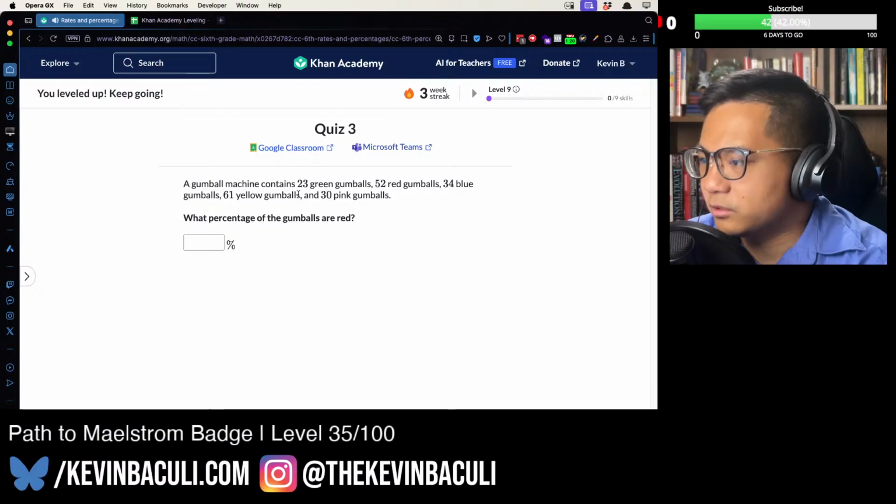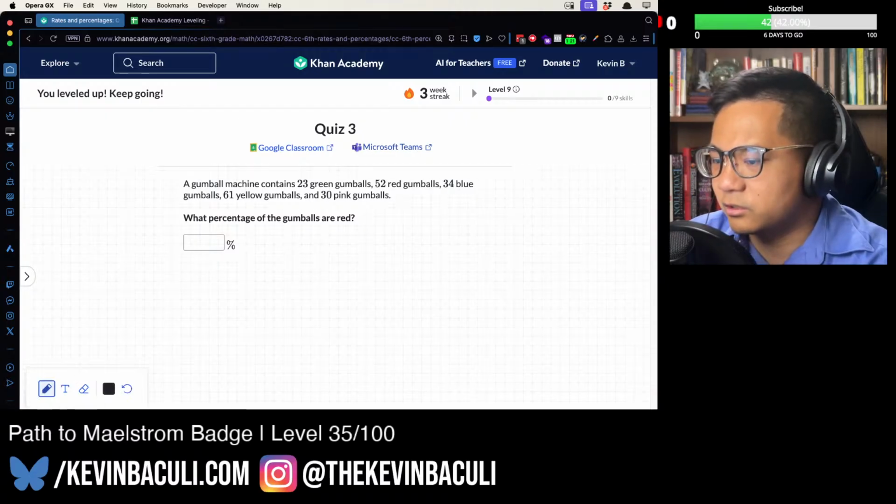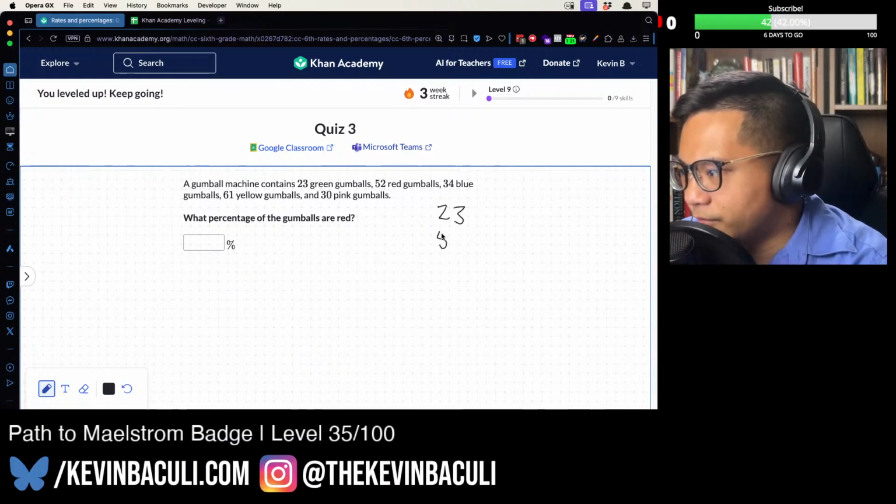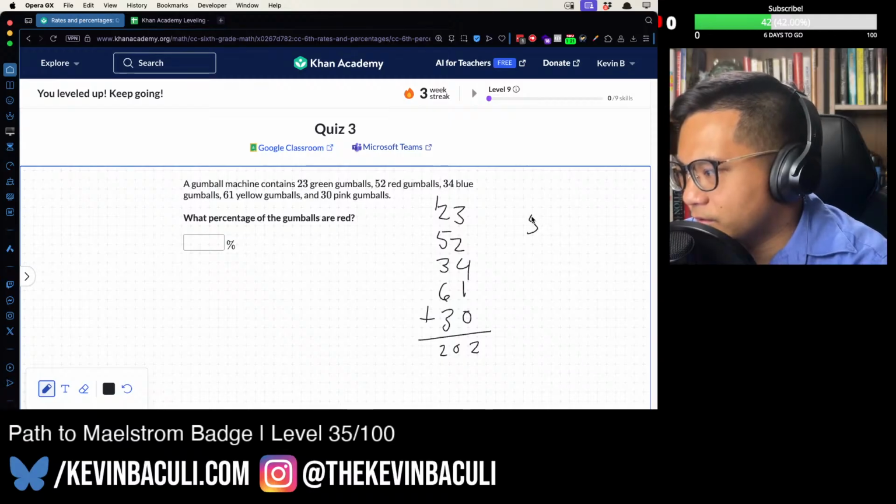A gumball machine contains 23 gumballs, 52 red gumballs, 34 blue gumballs, 61 yellow gumballs, and 30 pink gumballs. What percentage of the gumballs are red? So I gotta get the total first. So you got 23, 52, 34, 61, and 30. So this is 12. Carry the 1. 7. No. 8. 11. 17. 20. 202. 52.